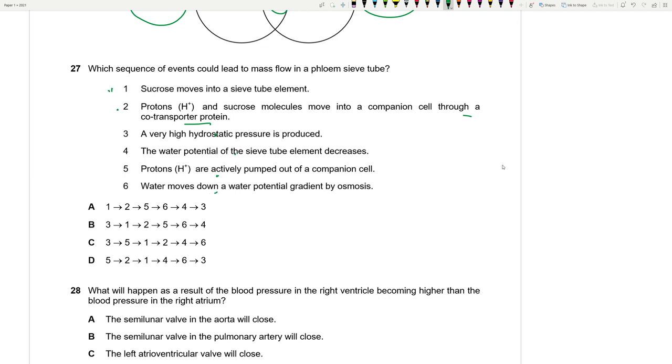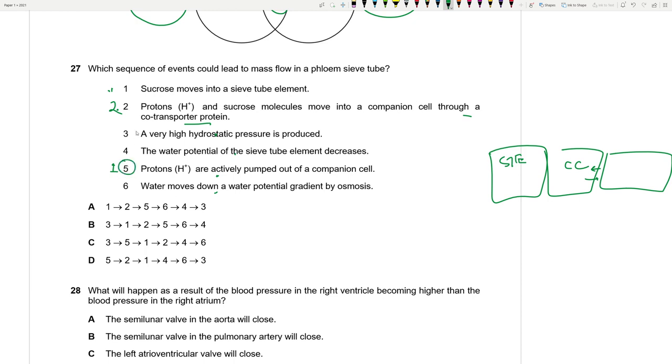Okay, so initially what happens is this is the sieve tube element, and this is the companion cell, and these are the leaf cells. Initially we pump out H+ into the cell wall. So this one will go first. We pump protons into the cell wall actively. Then the protons along with sucrose move into the companion cell through the co-transporters. So 5 comes first, then 2. Then sucrose moves into the sieve tube element by just passive diffusion. That's step 3.